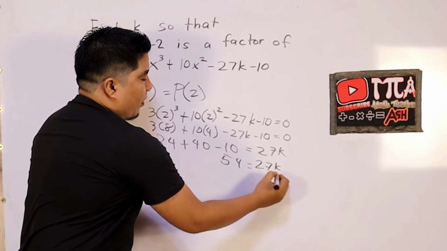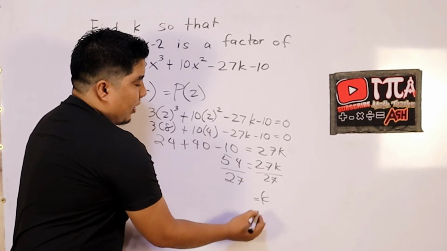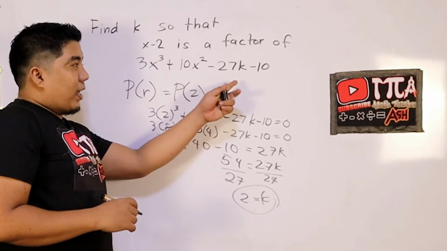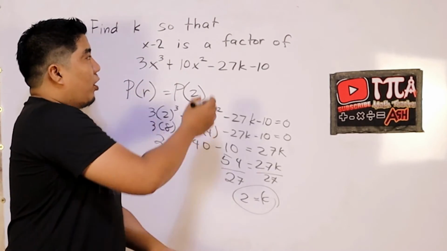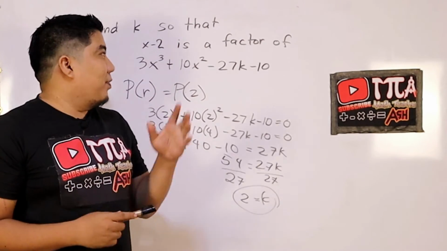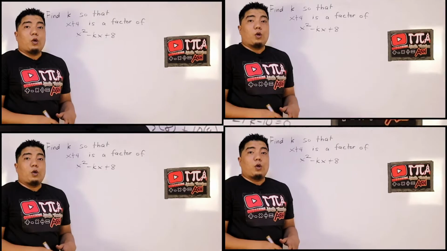Of course, we divide both sides by 27, and the k is equal to, alright, 2. So therefore, the k is equal to 2 in order for this x minus 2 to become a factor of the given polynomial. Easy, right? How about this last example?